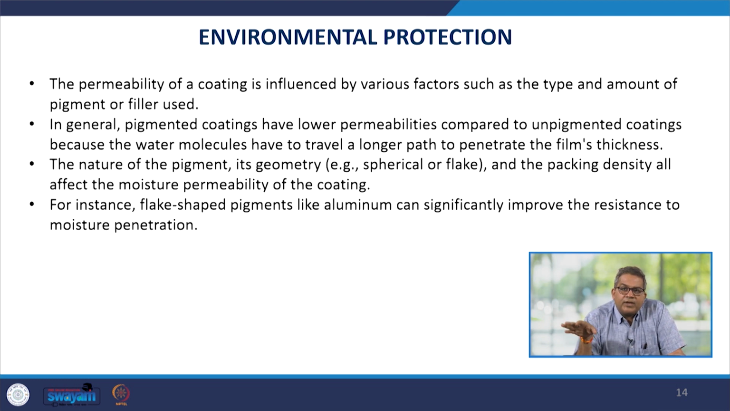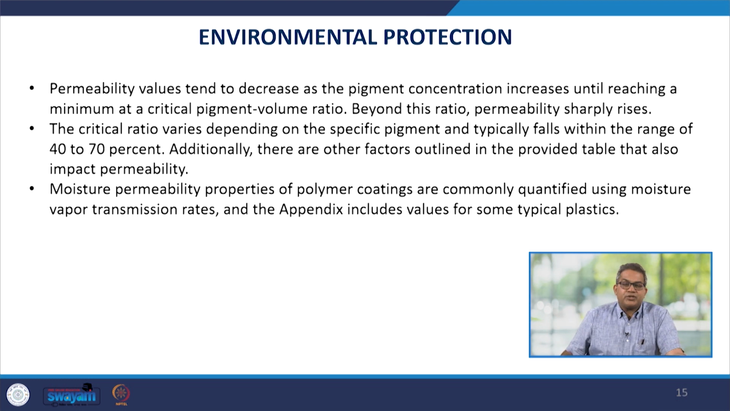So, for instance, flake-shaped pigments like aluminum can significantly improve the resistance to moisture penetration. The permeability values tend to decrease as the pigment concentration increases, until reaching a minimum at a critical pigment volume ratio. Beyond this ratio, the permeability sharply rises. The moisture permeability properties of polymer coatings are commonly quantified using moisture vapor transmission rate, and this can be discussed in due course of time.